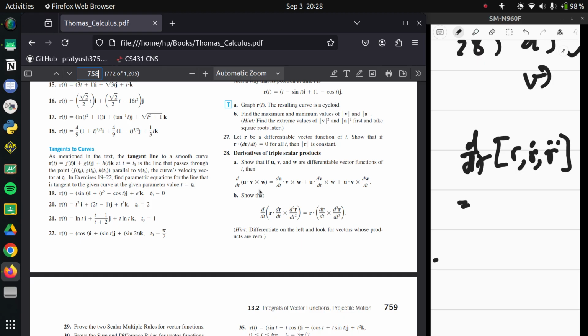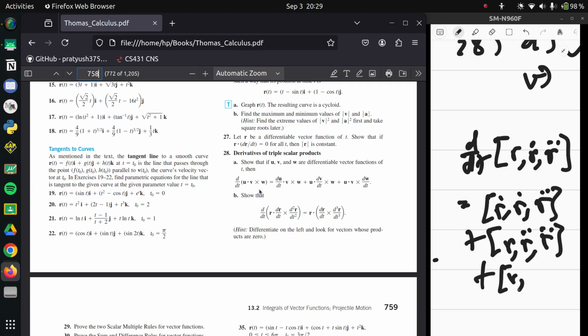Okay, now it suddenly makes sense, doesn't it? Anyway, so what do you have? You just have r dot, r double dot plus r comma r double dot plus r comma r dot, r triple dot.